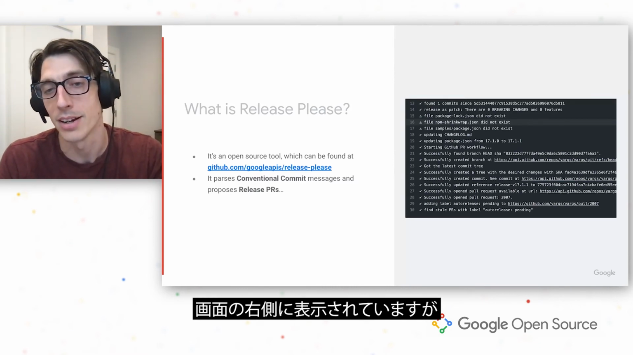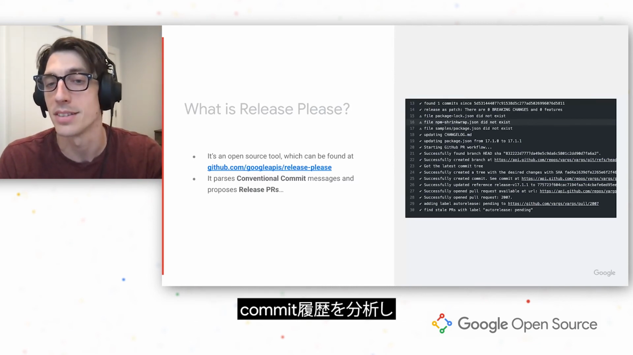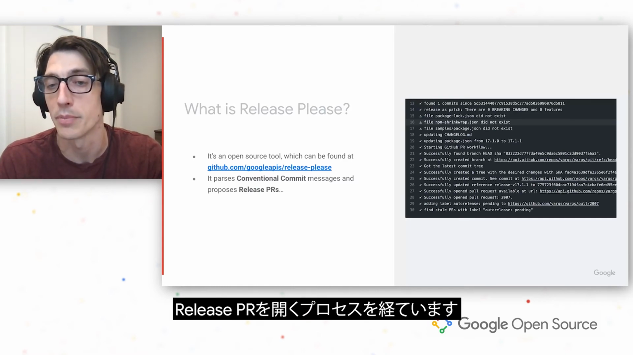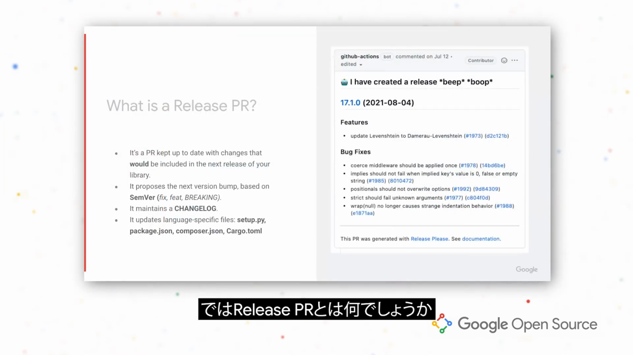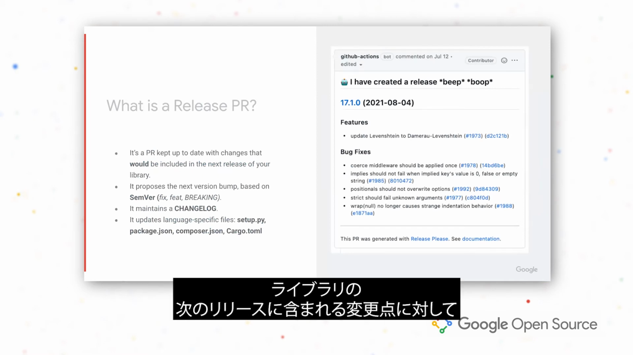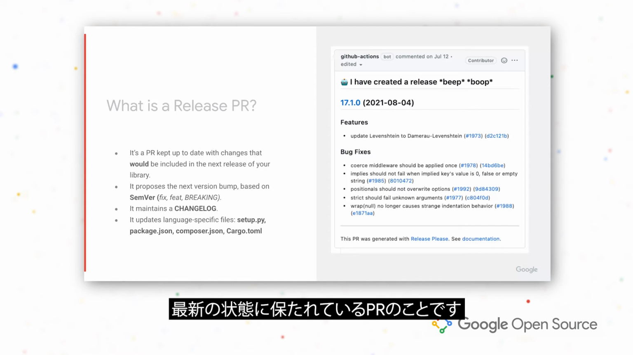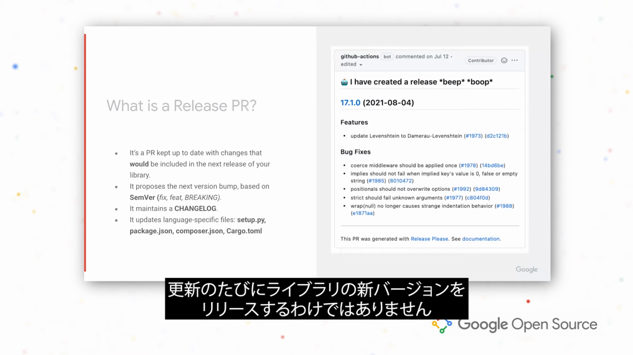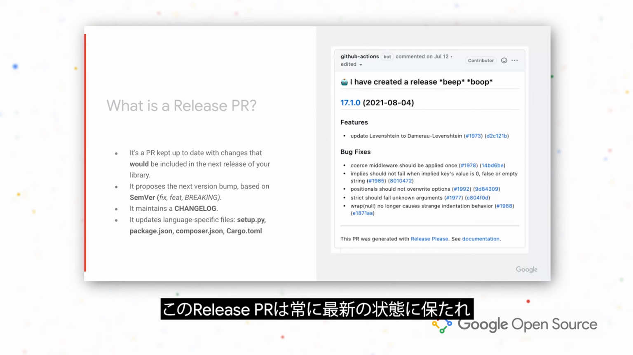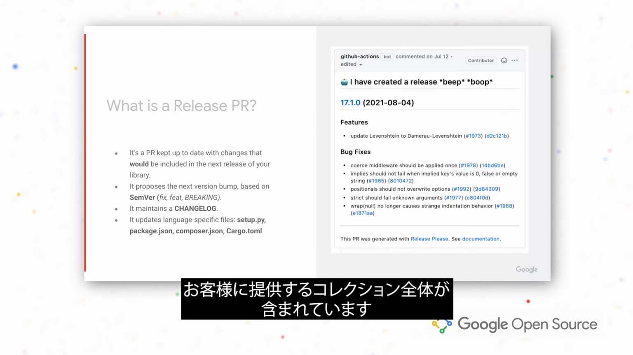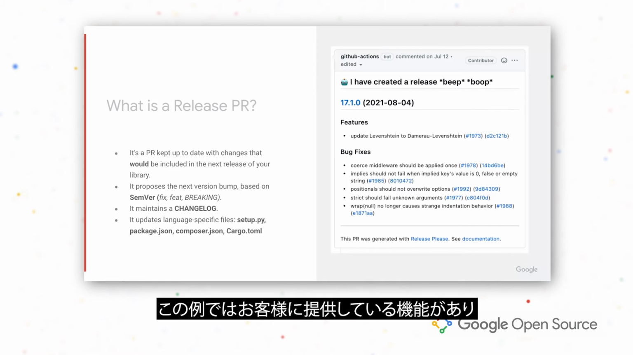You can see it on the right here, going through the process of analyzing the commit history and opening something we call a release PR. What is a release PR? It's a PR that's kept up to date with the changes that would be included in the next release of your library. So if we take a look on the right here, we don't release a new version of the library with each new update that happens. We keep this release PR up to date, and it might include an entire collection of things that are going out to the customer. So in this example, we have a feature that's going out to the customer, and then we have a few bug fixes that are also going to go out to the customer.